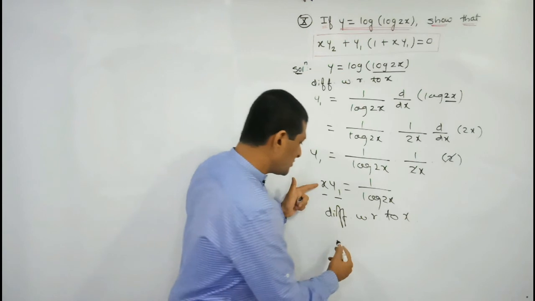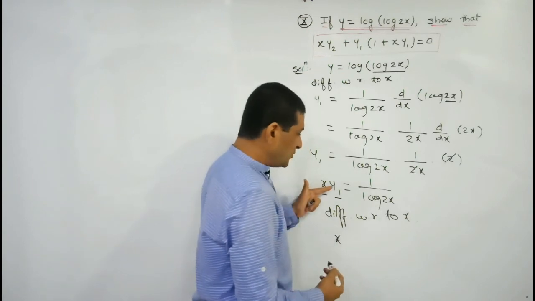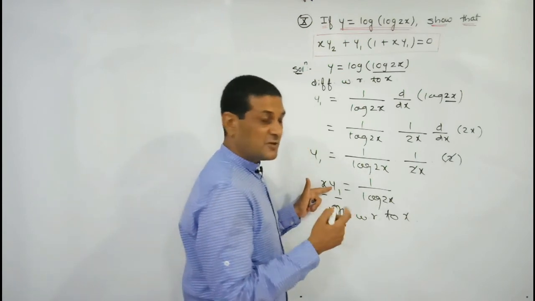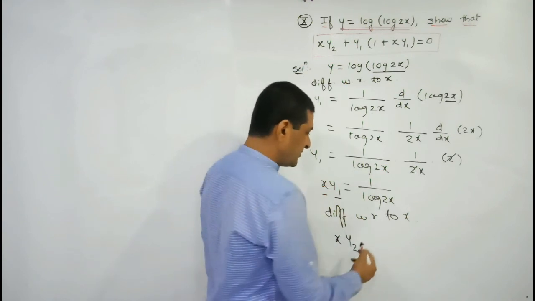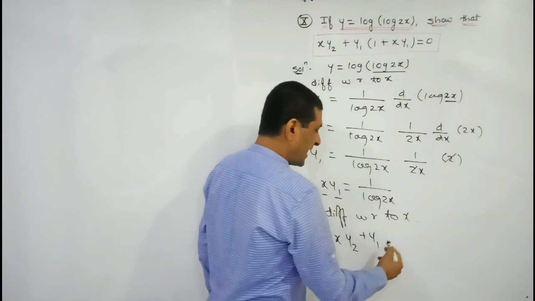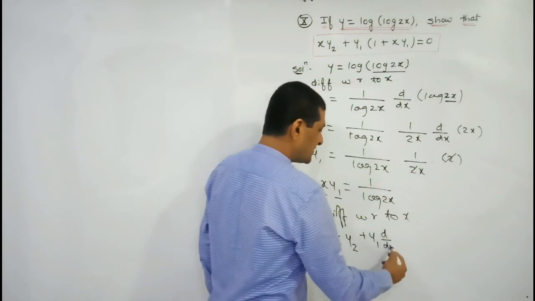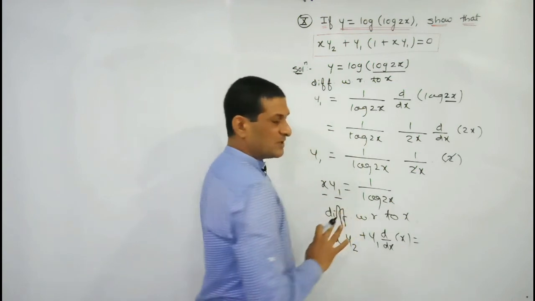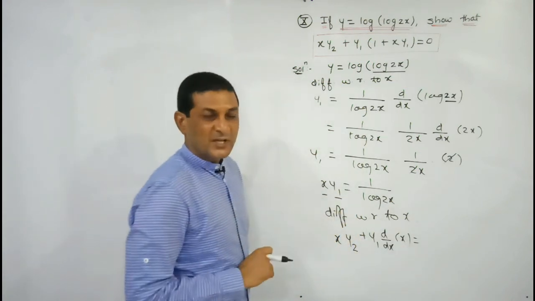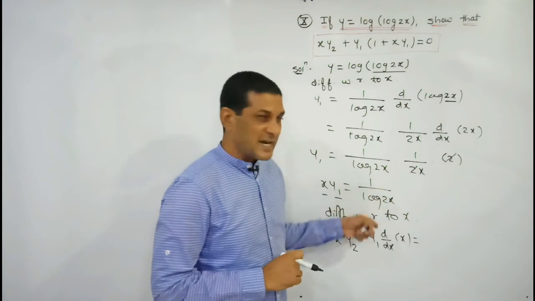According to the product rule, keep the first term as it is into the derivative of the second term. What is the derivative of y1? It is denoted by y2. First term as it is, derivative of second term, plus second term, that means y1 as it is, into the derivative of the first term. What is the first term here? x. Okay, on this side we have applied the product rule.